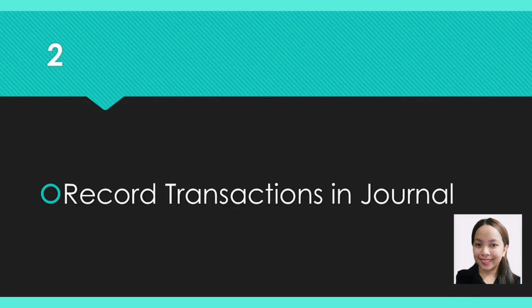The next step is record transactions in journal. This is where keeping and recording transactions takes place. It should be in chronological order, and generally it includes date. It also includes the account you're debiting and crediting. And it also has a brief description of the transactions occurred.